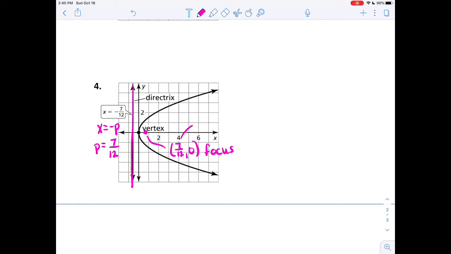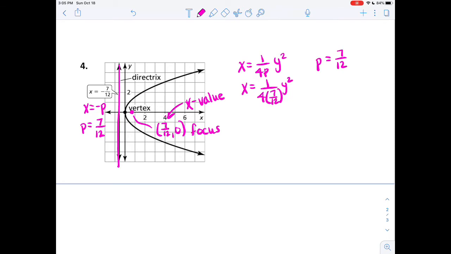And notice that it is an x value. If it's an x value, then I know that I'm going to be using the equation that starts with an x. So x is equal to 1 over 4p times y squared. I've already said that my p value is equal to positive 7 over 12, given that my directrix was at x equals negative 7 over 12. Let's plug this in. x is equal to 1 over 4, and I have a 7 over 12 to plug in there, y squared. All right, we're going to have to do a little bit of manipulation to these fractions.